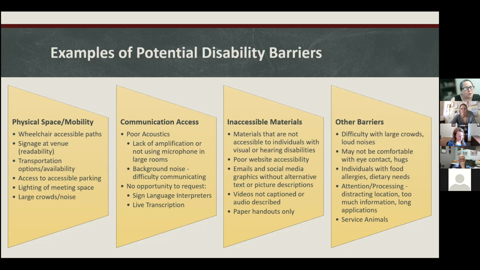Think about the background noise and how that might be difficult for people to communicate. And then if somebody did need a sign language interpreter or captioning, would they know how to request that? How would that be implemented if you were doing an event and needed that?